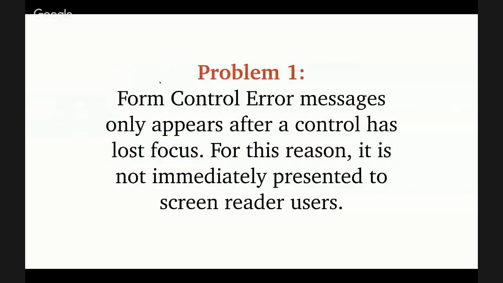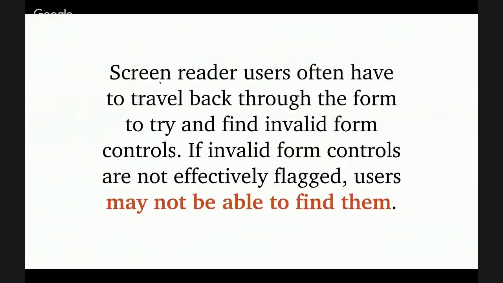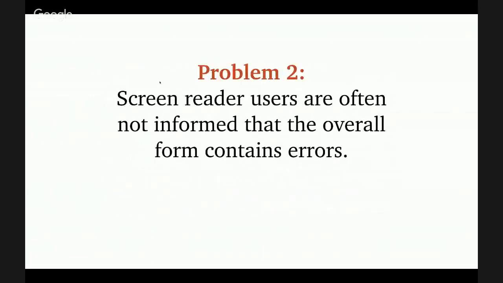But there are problems. Form control error messages only appear after a control has lost focus, so when a user moves out of that area. For this reason, it's not immediately presented to screen reader users, so screen readers often have to travel back through a form to find out that a field is invalid. The second problem is much more important: screen reader users aren't informed about the overall form having errors, not just individual form fields, but the whole form.